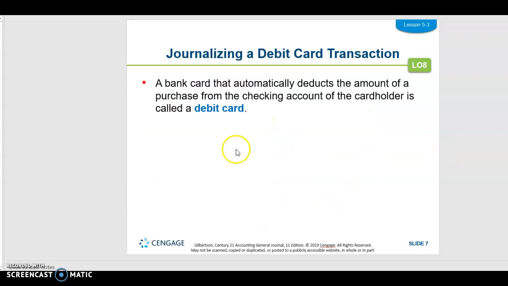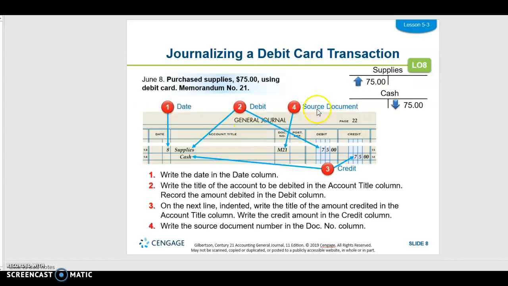We can also use a debit card. Some of you may already have your own debit card. A bank card that automatically deducts the amount of a purchase from the checking account of the cardholder is called a debit card. Another transaction here: June 8th, we purchased supplies of $75 using our debit card. So instead of bringing your checkbook, which most of us really don't do anymore, we brought our debit card, and now it's a memorandum. We bought the supplies, so we debit that, and we credit cash. Again, the difference is the source document: instead of having a check stub, you're going to have a memorandum to show the debit card transaction.